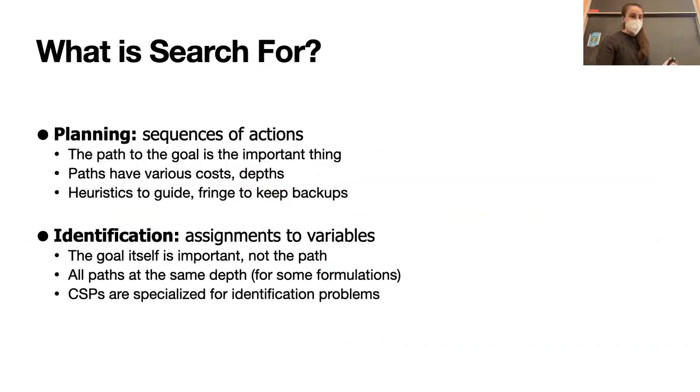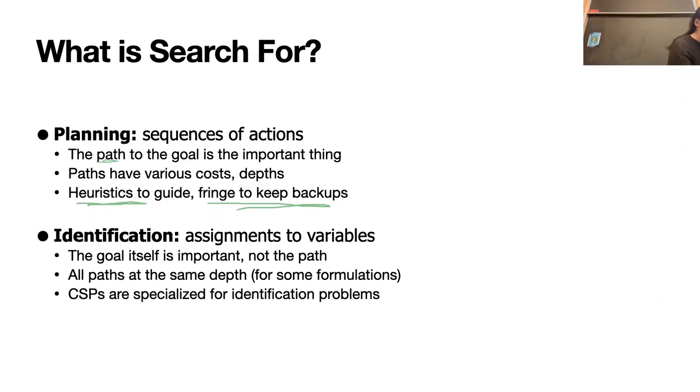So there are really two different classes of problems, okay? You can either have what are called planning problems, which we've seen before, where you get sequences of actions. So here, the path to the goal is the important thing. Paths can have various costs, they can have various depths, and we are largely using heuristics to guide and a fringe to keep backups. So basically we say, okay, if this doesn't work out, we can take this over.